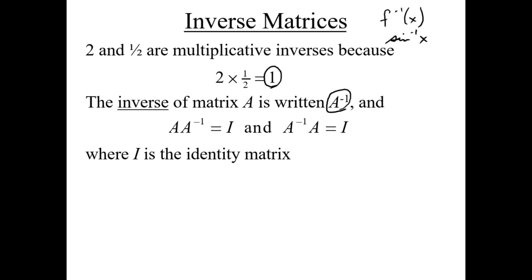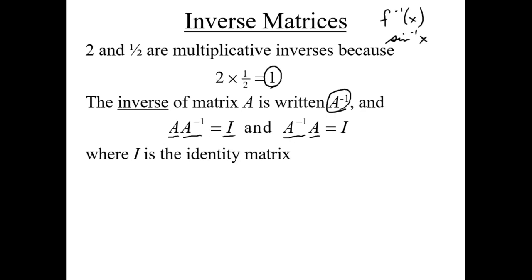So A inverse has the property that when you take A and multiply by its inverse, you get the identity matrix. And by the way, we should write it both ways because, as we saw earlier, switching the order of multiplication doesn't necessarily result in the same answer. But the thing about inverses is when you multiply them, you do get the same answer. The result is I.